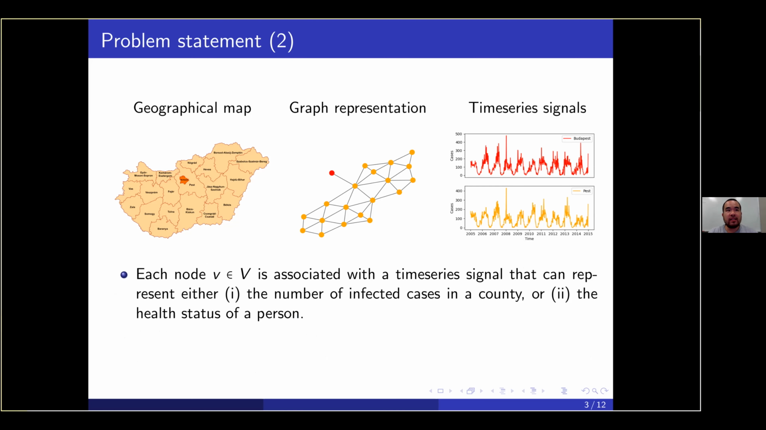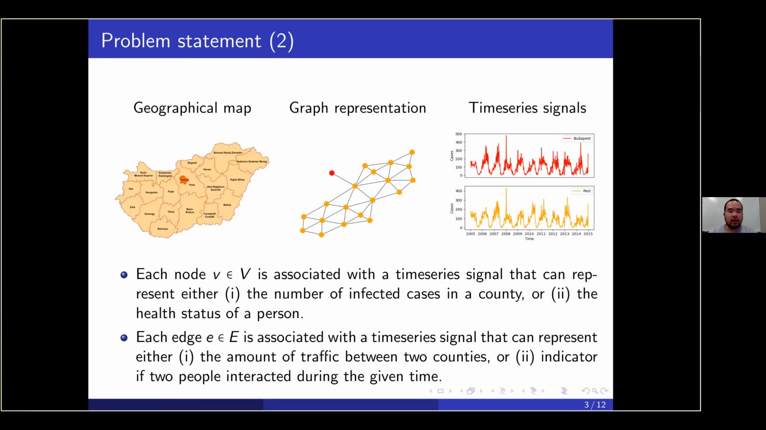Each node is associated with a time series signal that can represent either the number of infected cases in a county or the health status of a person. Each edge is associated with a time series signal that can represent either the amount of traffic between the two counties or the indicator if two people interacted during a given time.